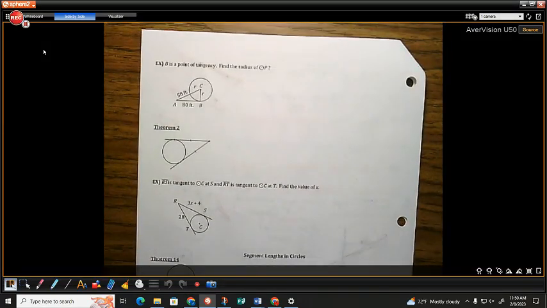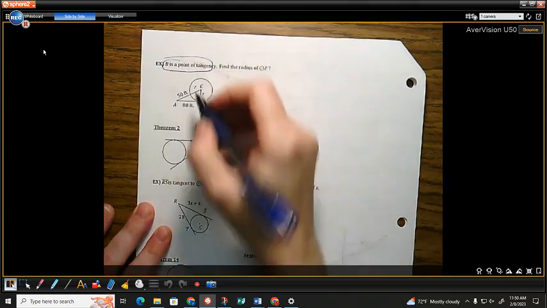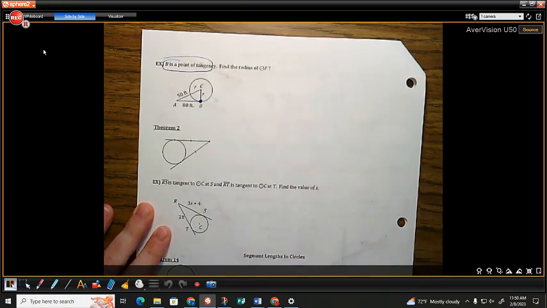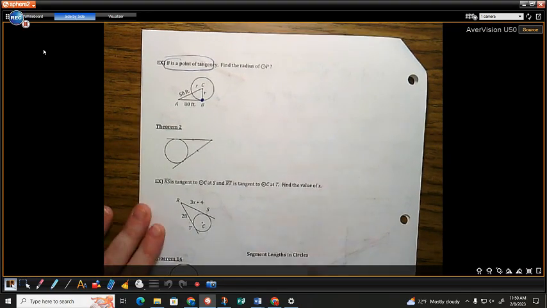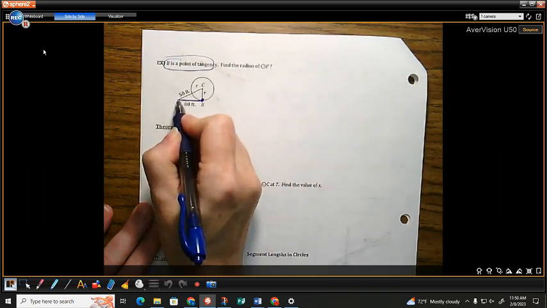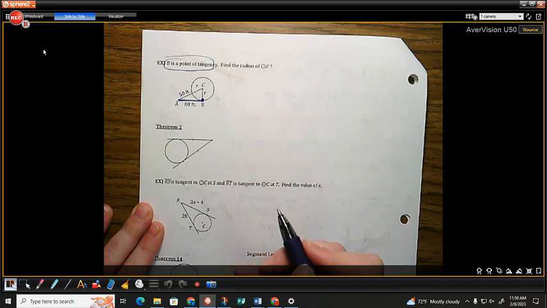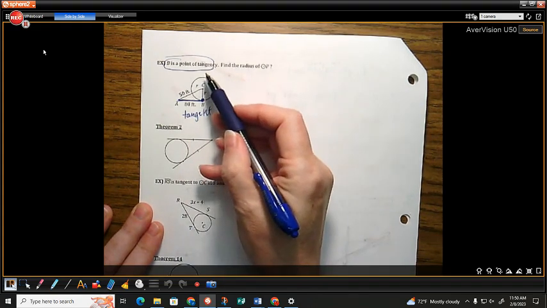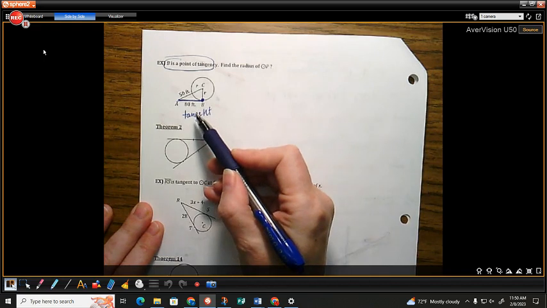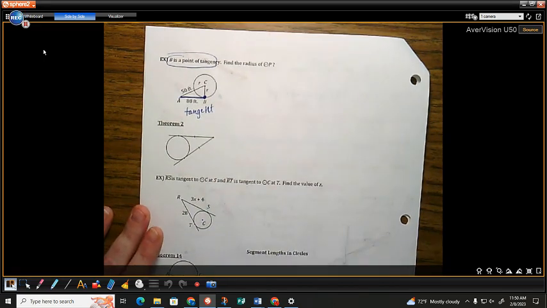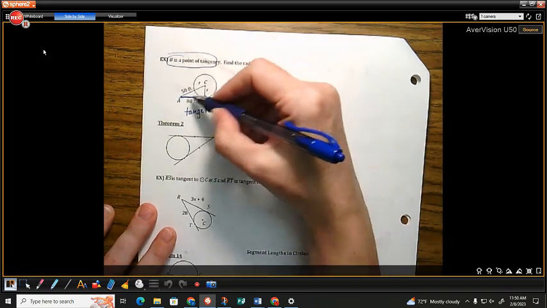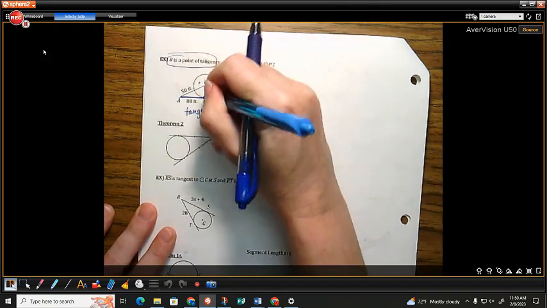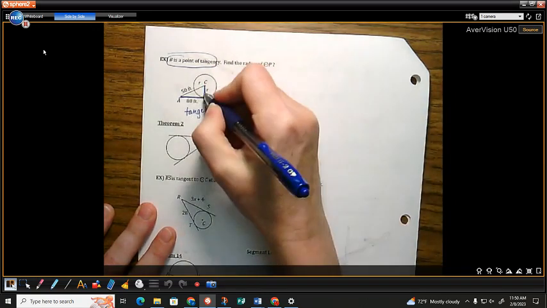Now this one's using the converse. I tell you it has a point of tangency. Well, if I have a point of tangency, what is AB? Say a segment. What kind of segment? A tangent segment. If you have a point of tangency, you must have something being tangent there. Well, if it's tangent, what do I know about where that tangent meets this radius? It must be a right angle.